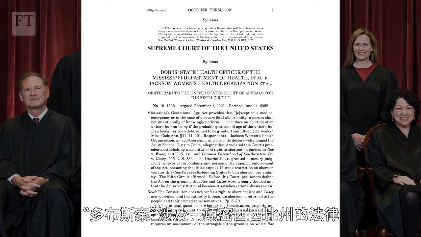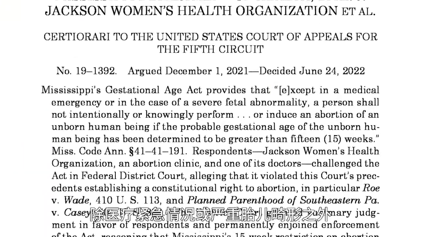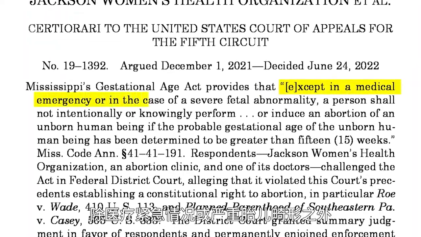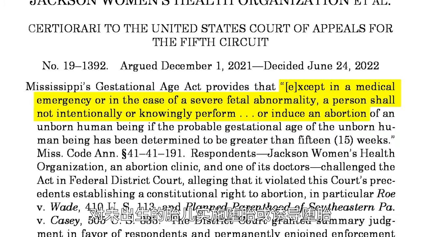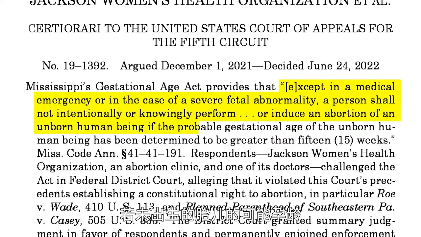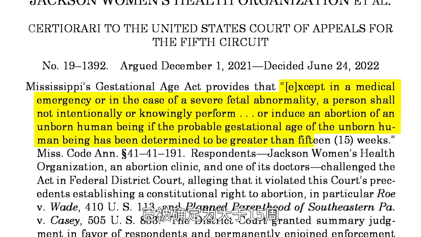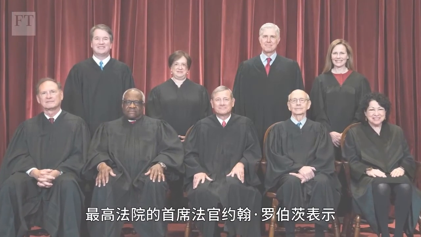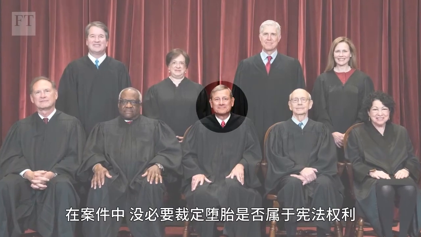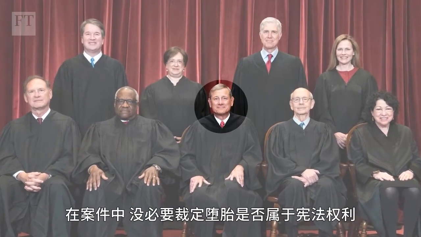The Dobbs case was about a Mississippi law which provides that except in a medical emergency or in the case of a severe fetal abnormality, a person shall not intentionally or knowingly perform or induce an abortion of an unborn human being if the probable gestational age of the unborn human being has been determined to be greater than 15 weeks. So, strictly speaking, this case was not about the general right to an abortion. Indeed, the Chief Justice of the Supreme Court, John Roberts, said there was no need to decide in this case whether there was a constitutional right to an abortion.